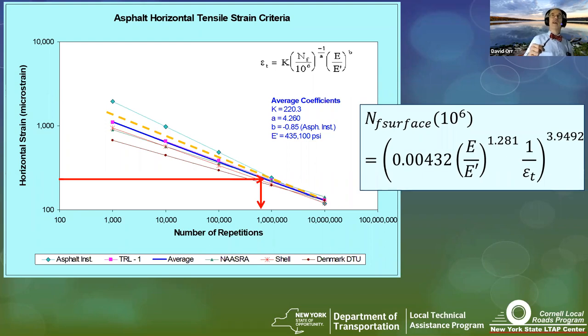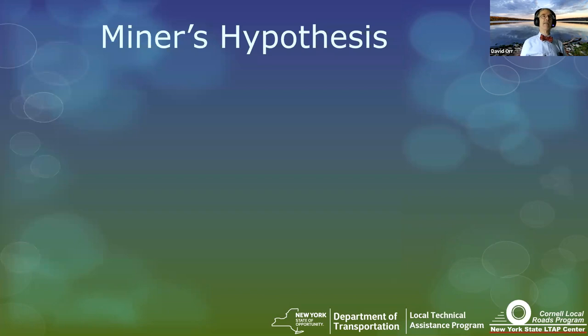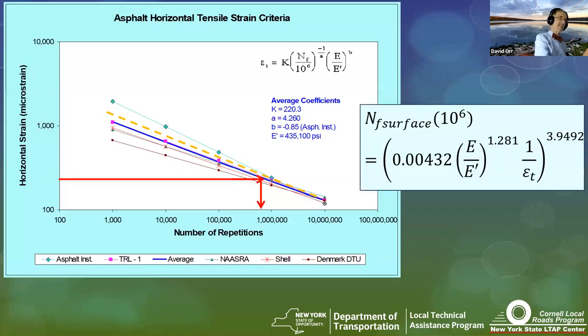And the way this mechanistic system works is it uses something called Miner's hypothesis. No, we're not talking about the seven dwarfs in mining. No, it's a gentleman named Miner. And the idea behind this is for every single configuration of whatever you're dealing with, it could be a metal bar or it could be a pavement, you can calculate the number of cycles to failure, this value N sub F, big N sub F.